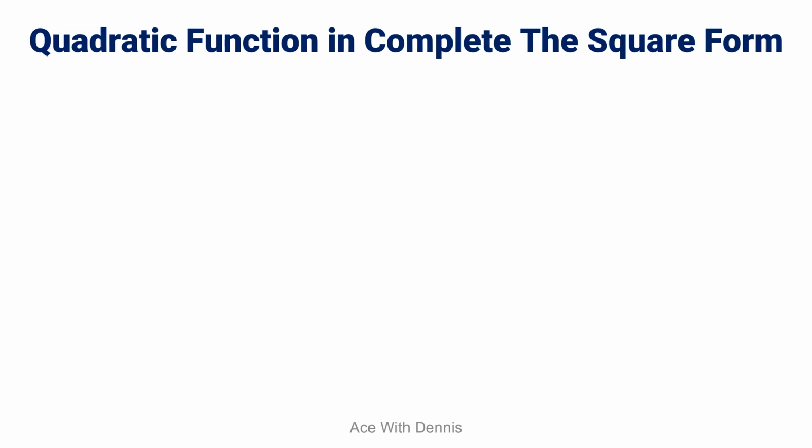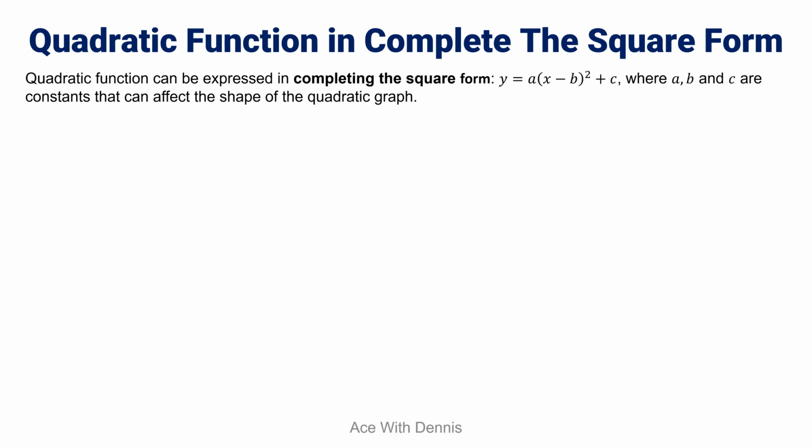Now, let's discuss quadratic function in completing the square form. Quadratic function can be expressed in completing the square form, which is y equals a bracket x minus b squared plus c, where a, b, and c are constants that can affect the shape of the quadratic graph. First question, how can constant a affect the graph? So let's see a few examples here.